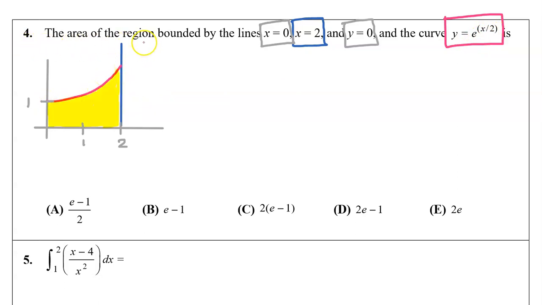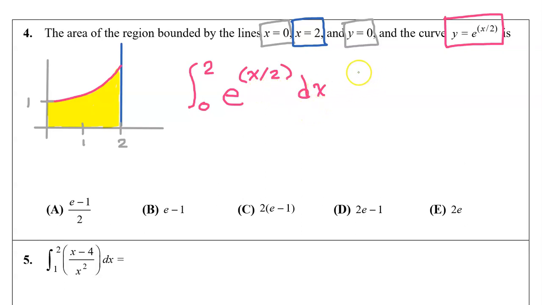So we are being asked to find the area of the region bounded by these 4 curves. In other words, we need to find the area of this yellow region. But this is just the area between the exponential curve and the x-axis from 0 to 2. So we can represent this as a definite integral. The integral from 0 to 2 of e to the x over 2 power dx.